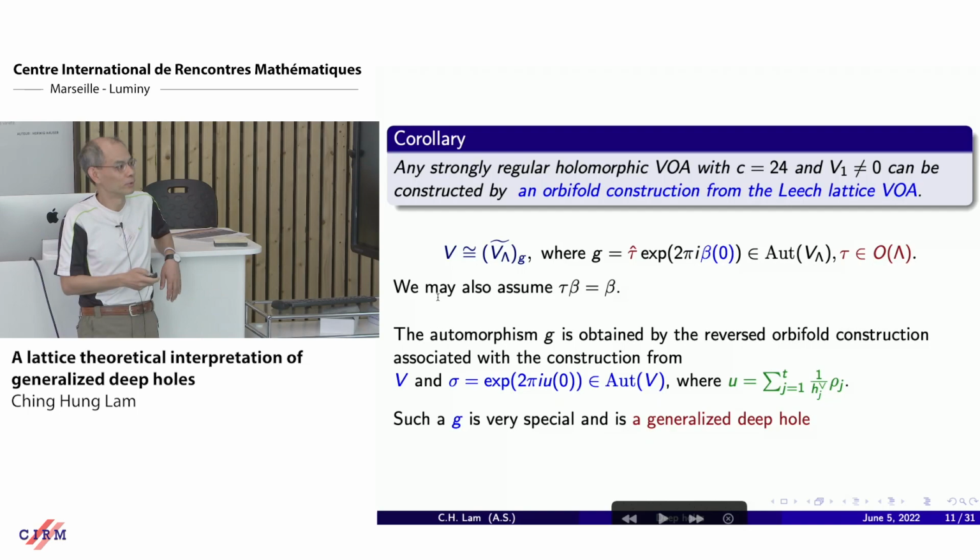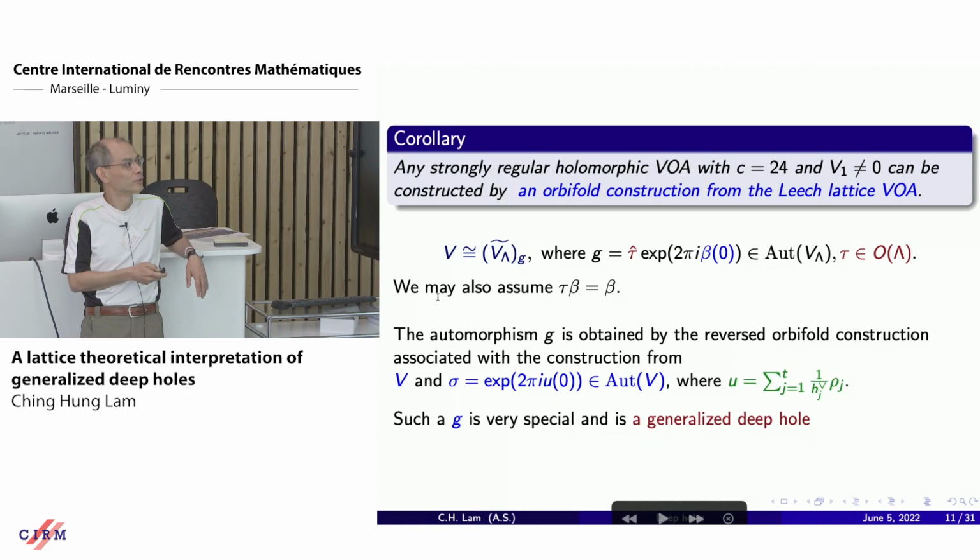So here's something which is quite important. Now, if I start with this special element of V, and then I try to see what G would be, G will be kind of the reverse of this construction, right? So this G is actually very special. It's not an arbitrary automorphism in the Leech lattice VOA, which basically is a generalized deep hole, okay? I'll explain what a generalized deep hole is in a minute.